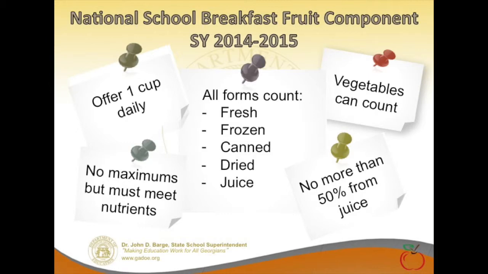There is no maximum requirement for fruit. However, the calories and other nutrients must be met. The food buying guide should be used to credit all fruit. Vegetables may be offered in the place of fruit. However, if starchy vegetables are offered, you must offer 2 cups of non-starchy vegetables over the course of the week. So if you want to serve that hash brown, then you must offer 2 cups of another vegetable during that week.